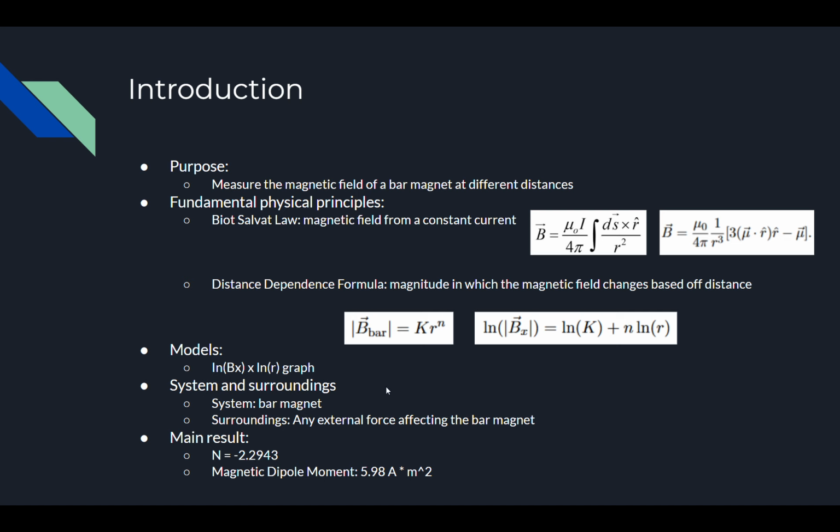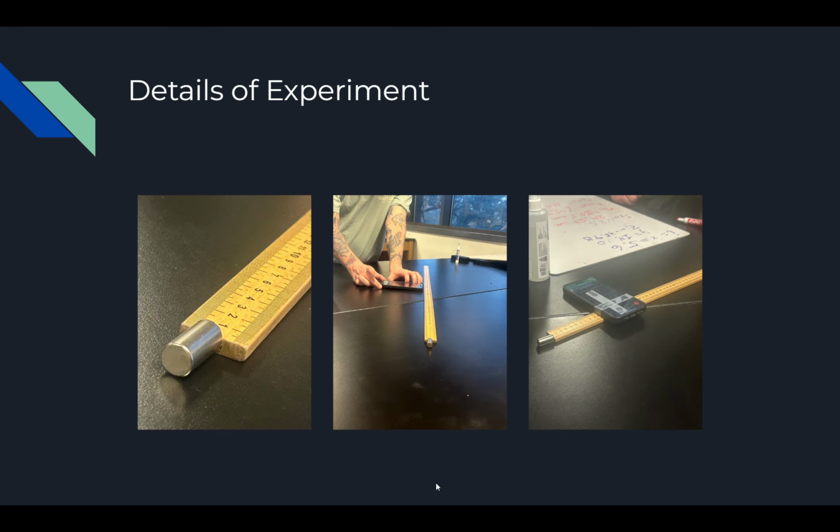For the model, we'll be using a natural log of the magnetic field versus the natural log of R graph. For the system and surroundings, we're going to say that the system is the bar magnet and the surroundings would be any external force affecting the bar magnet. For the main results, n would be equal to negative 2.2945, and we found that the magnetic dipole moment would be equal to 5.98 amps times meter squared.